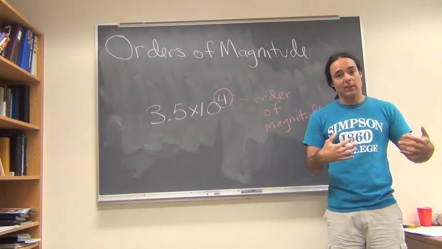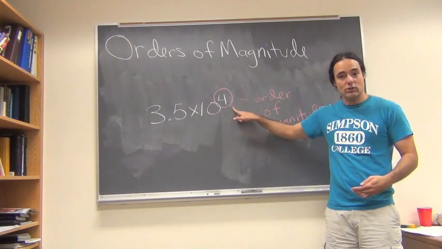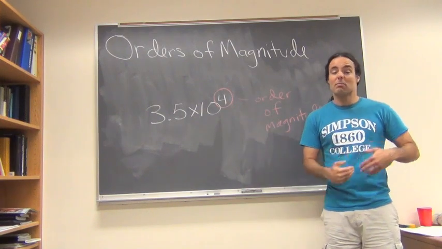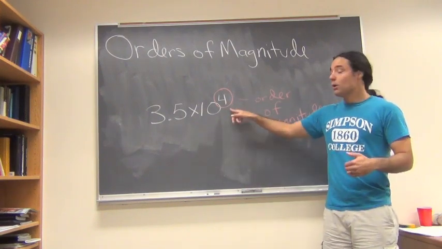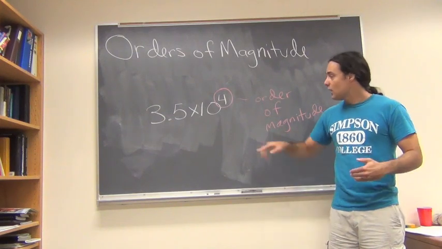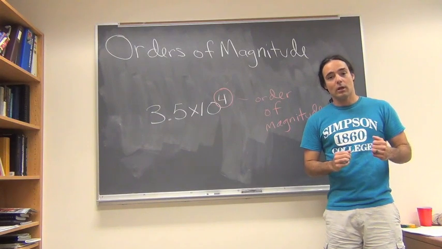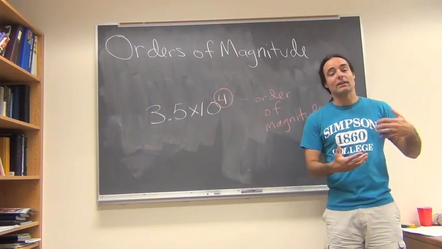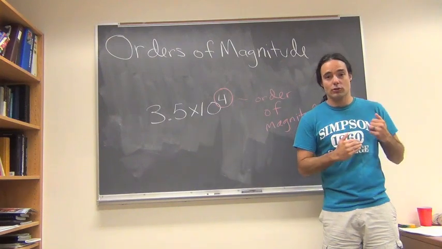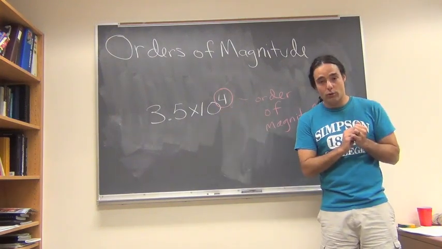10 to the 6 is a million. 10 to the 9 is a billion. Every time that number goes up by 1, your total number goes up by a factor of 10. If it goes up by 2, your number goes up by a factor of 100. So by changing this 4, I change the magnitude of your physical quantity here by a very large degree. We call how big this number is, again, the order of magnitude.